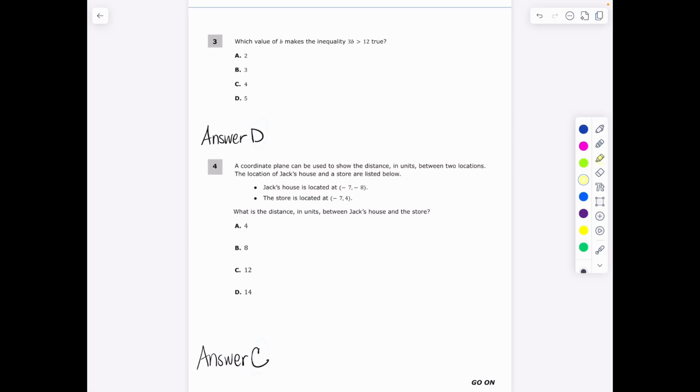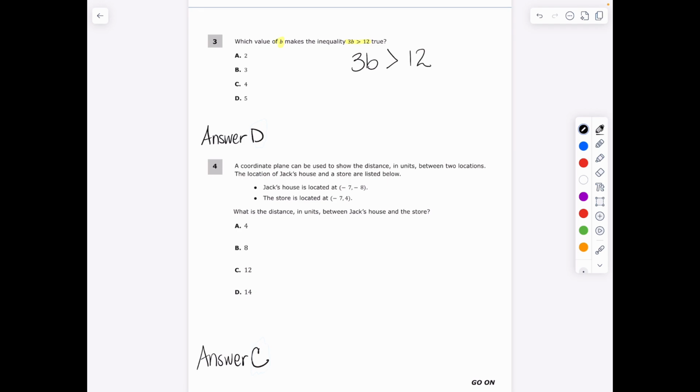With number 3, we want to know what is B in this problem. What value of B makes this inequality true? 3 times a number is greater than 12. So 3 times something is greater than 12. So my goal is to get the B by itself. What could B be? If this was just 3 times a number is equal to 12, well, we would just rewrite this as, well, 12 divided by 3 would give us that number B. So we're going to do the same thing here. Even though there's a different symbol, we're going to do the same thing.